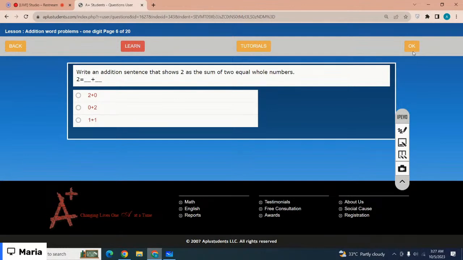Write an addition sentence that shows 2 as a sum of two equal whole numbers. Okay, so you have to write down 2 as a sum of two equal whole numbers, right? So which option is the correct one? You're given three options: 2 plus 0, 0 plus 2, and 1 plus 1. You have to write the answer as two equal whole numbers. So it must be 1 plus 1, right? Both the numbers are exactly equal. So it is 1 plus 1.